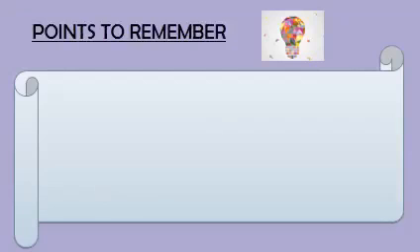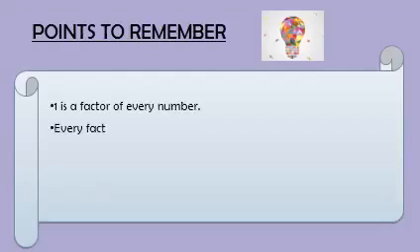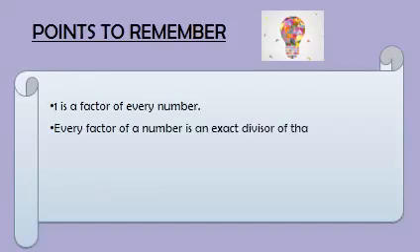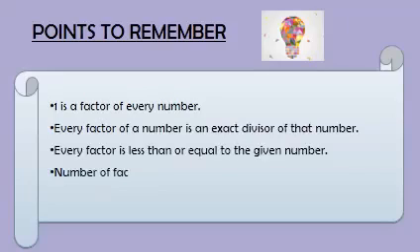Now, important points to remember before we continue. We have learned till now that 1 is a factor of every number, and every factor of a number is an exact divisor of that number. And every factor is less than or equal to the given number. The number of factors of a given number is finite. If you can still remember, the multiples of a number are infinite because we cannot count them all. But the number of factors is finite. Now let us continue.